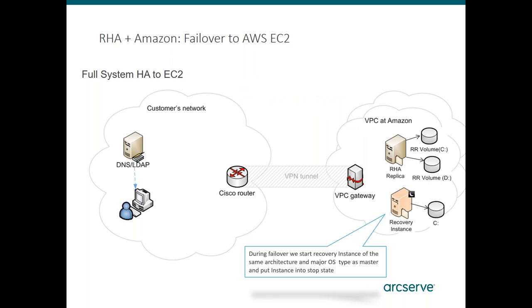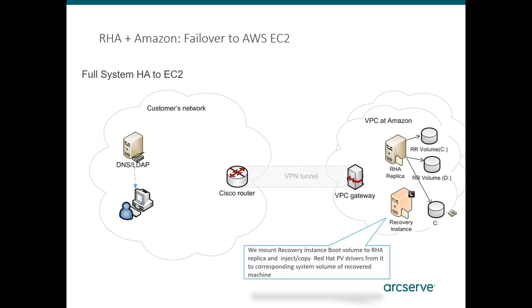Control service instructs the environment to come up with a recovery instance. Just a virtual machine in AWS with matching specs, matching the master machine. And the default volume C will be there. We start this machine, but we put it in a stop mode right away.